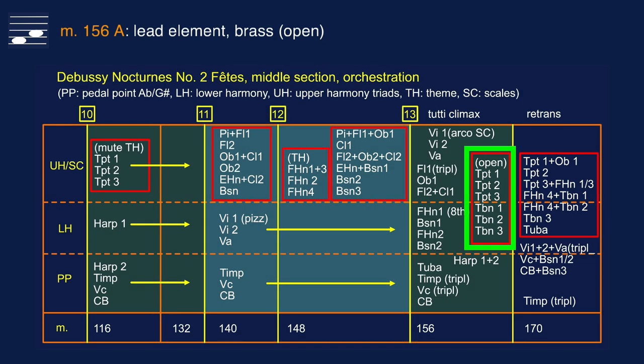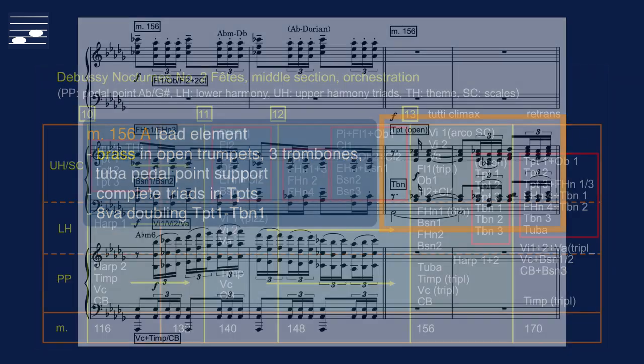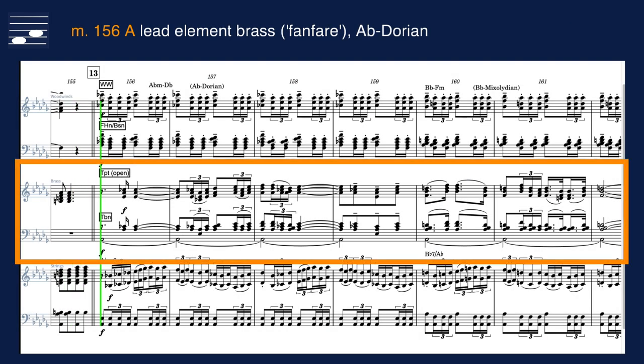The main element in this second A subsection is the six-part setting for open brass. There are three trumpets and three trombones, the lead a doubling at the parallel octave. Both groups play complete triads. In addition, there is support at the bottom by the tuba, playing A-flat pedal point notes. This dotted note triplet phrase has fanfare character.